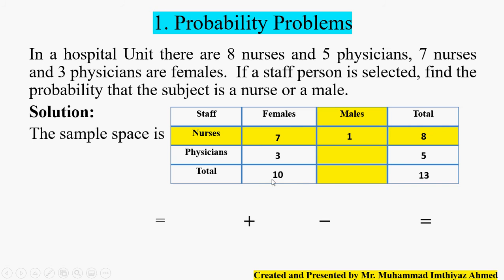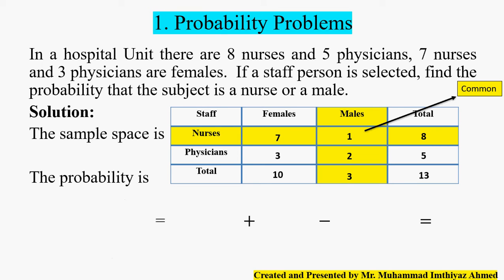Same way with regard to physician, we need to take 3 minus with total 5. So we will get 2. So this total male will be 3. So this is the first step. We need to do a sample space. Now, the question says, find the probability that the subject is a nurse or male. So that is why I have underlined in yellow, that is nurse as well as male. Now, after highlighting nurses and male, we can see one common male nurse is appearing. This we need to reduce as below.